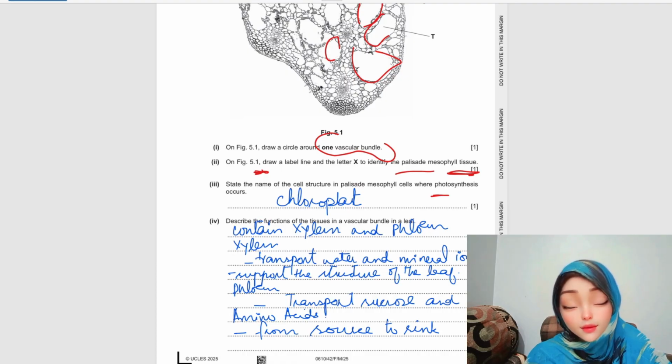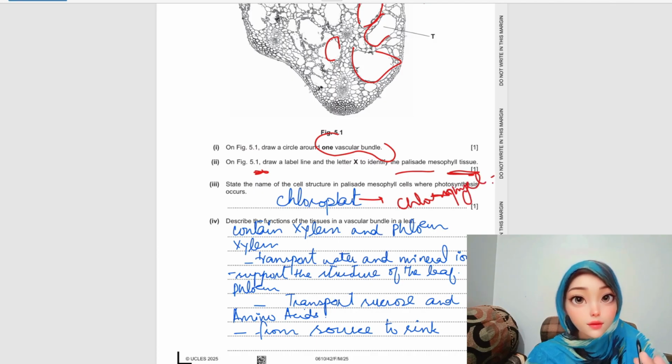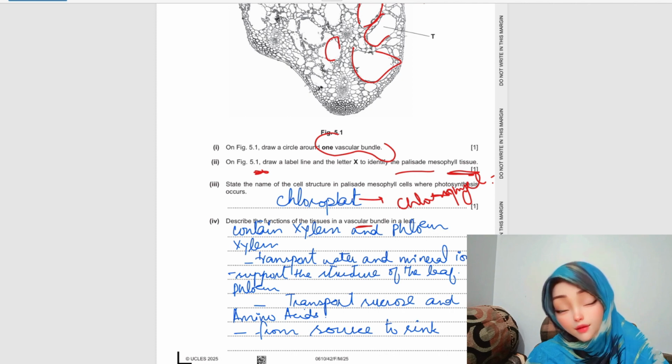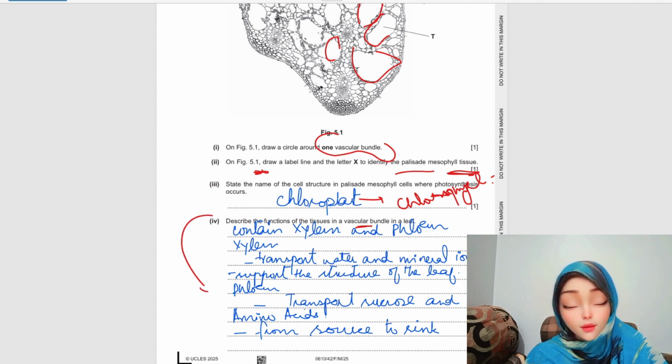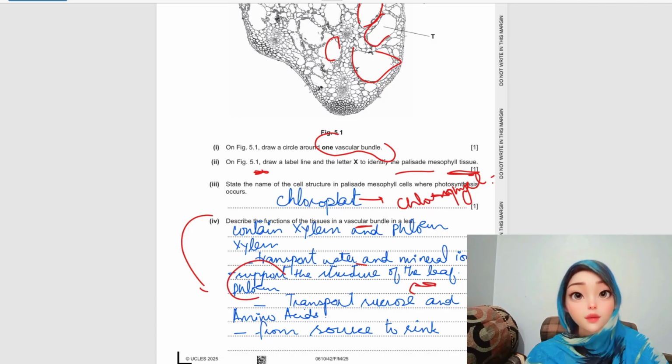Because the chloroplast contains the pigment chlorophyll that is responsible for photosynthesis. And here we need to describe the vascular bundle, in which xylem and phloem tissues are present. Xylem is responsible for transporting water and mineral ions and supporting the structure of the leaf, and similarly the phloem transports sucrose and amino acids from source to sink.